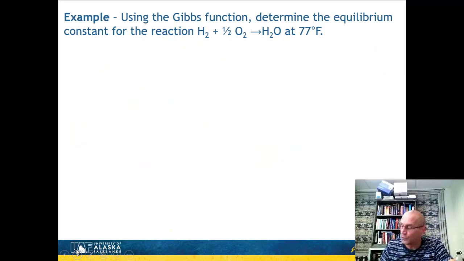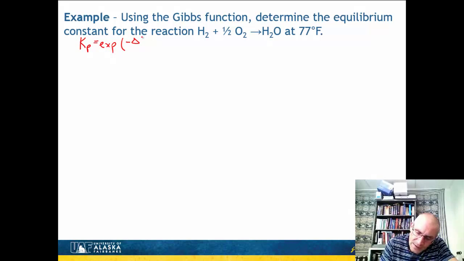Okay, so we're going to go through an example and plug through it to see how you can actually do it. I've got H2 and O2 reacting to form water, and I want to know the equilibrium coefficient at 77 degrees Fahrenheit. 77 degrees Fahrenheit is room temperature, which will make some of the terms a little easier to calculate. We'll look at another temperature in just a moment. So remember Kp, that's what we're trying to determine, and that is equal to the exponential of minus delta G star over RT.